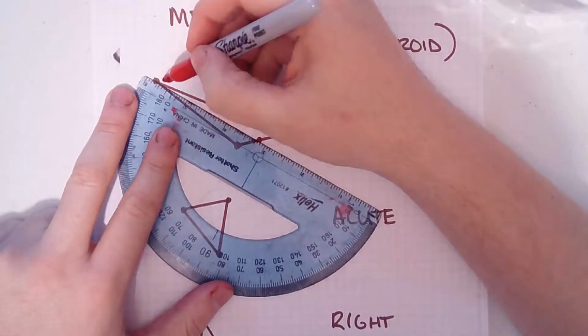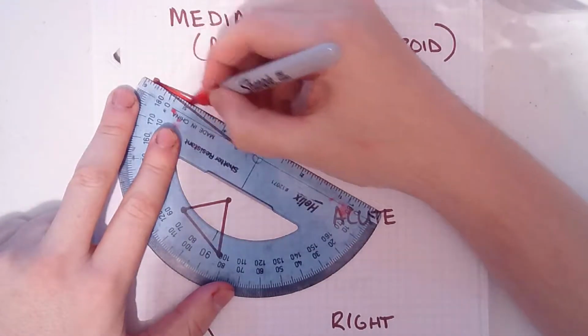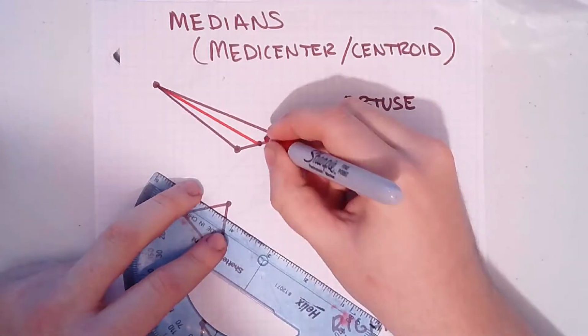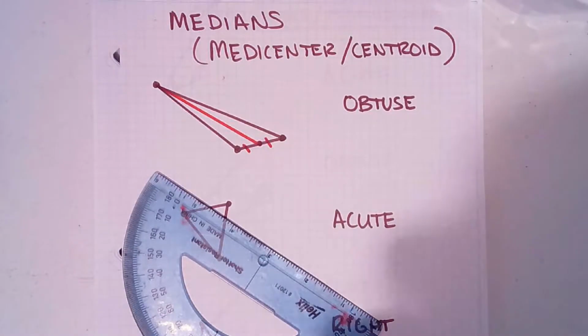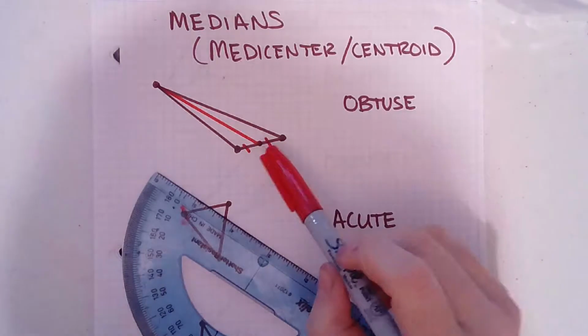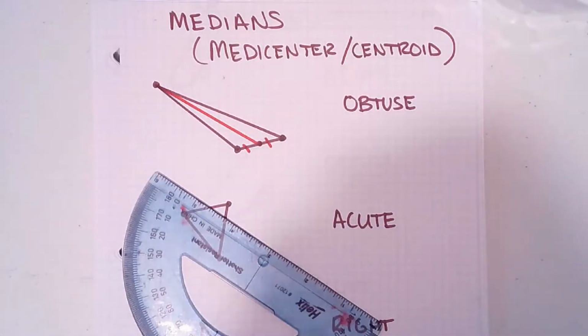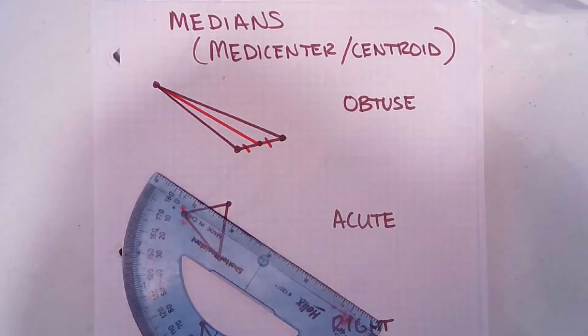And what's special about the median, after I draw it really quickly, is that it splits this into 2 equal parts by definition, because that's what a median is. It is the midpoint connected to a vertice. So I can do that for all the midpoints on each side and all the vertices on each side.